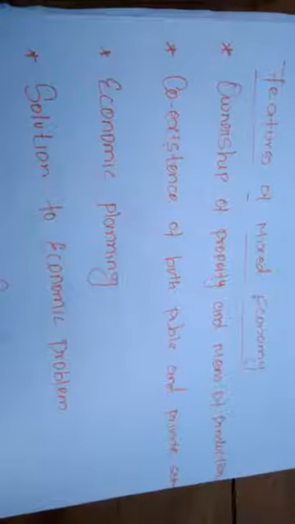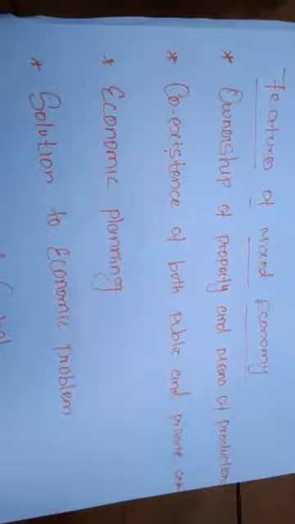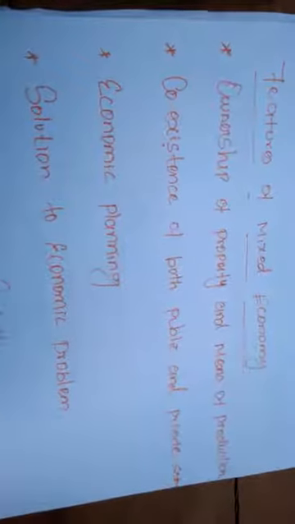Another feature is the coexistence of both public and private sectors. The public and private sectors go together, and both exist side by side. Private industries undertake some of the activities primarily only for profit. But the public sector firms are owned by the government, with another motive: to maximize social welfare.